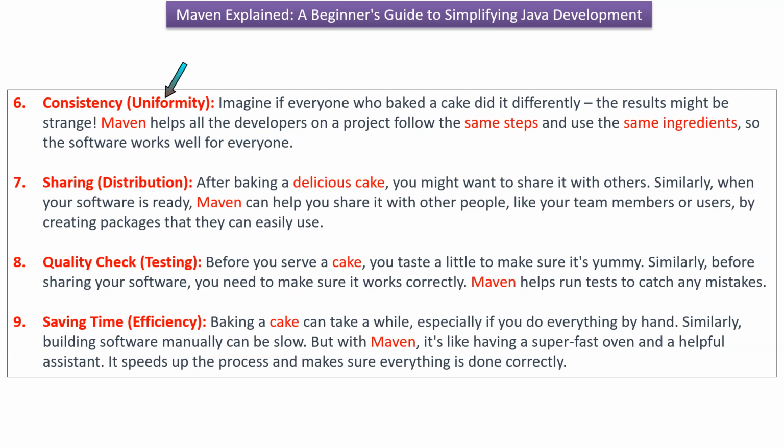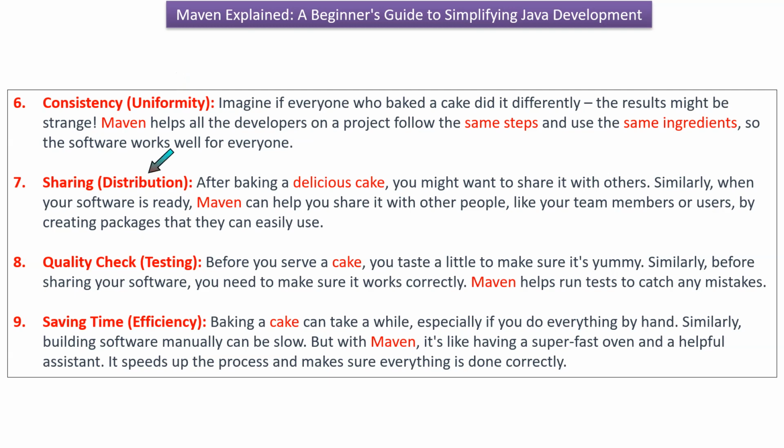Sixth point is consistency, which is equivalent to uniformity. Imagine if everyone who baked the cake did it differently, then the result might be strange. Maven helps all the developers on the project follow the same steps and use the same ingredients, so the software works well for everyone.